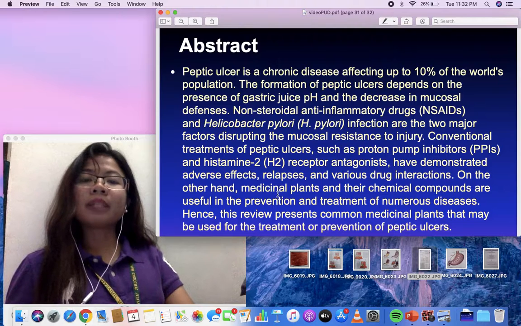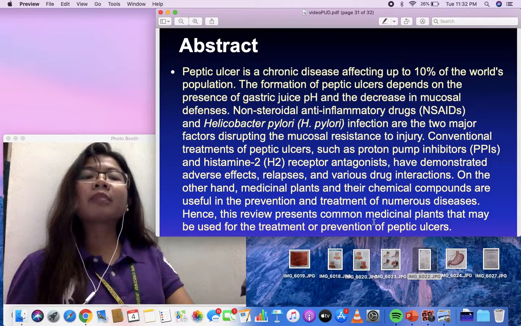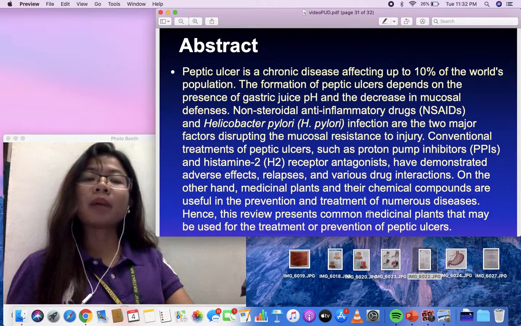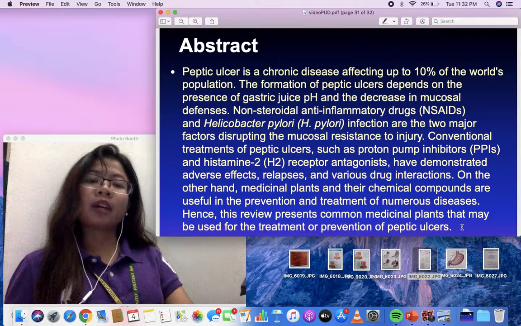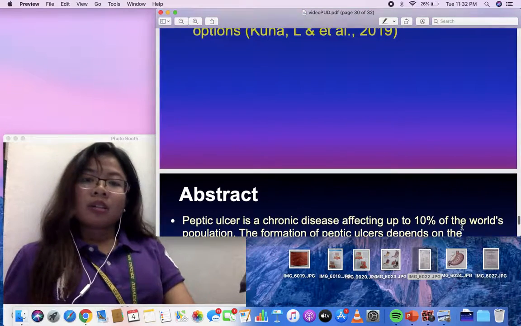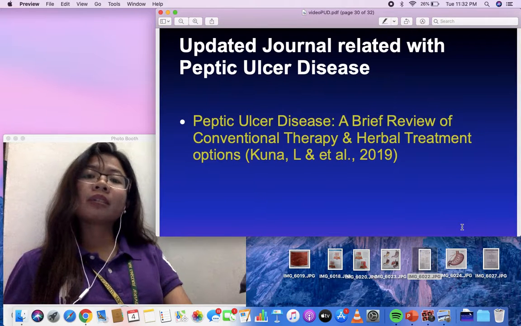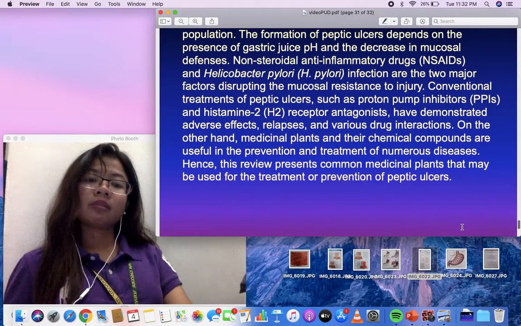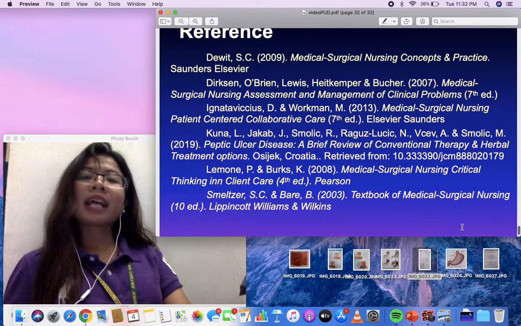On the other hand, medicinal plants and their chemical compounds are useful in the prevention and treatment of numerous diseases. Hence, this review presents common medicinal plants that may be used for the treatment or prevention of peptic ulcers. So this journal is very important and significant for the latest peptic ulcer disease treatment or clinical management.